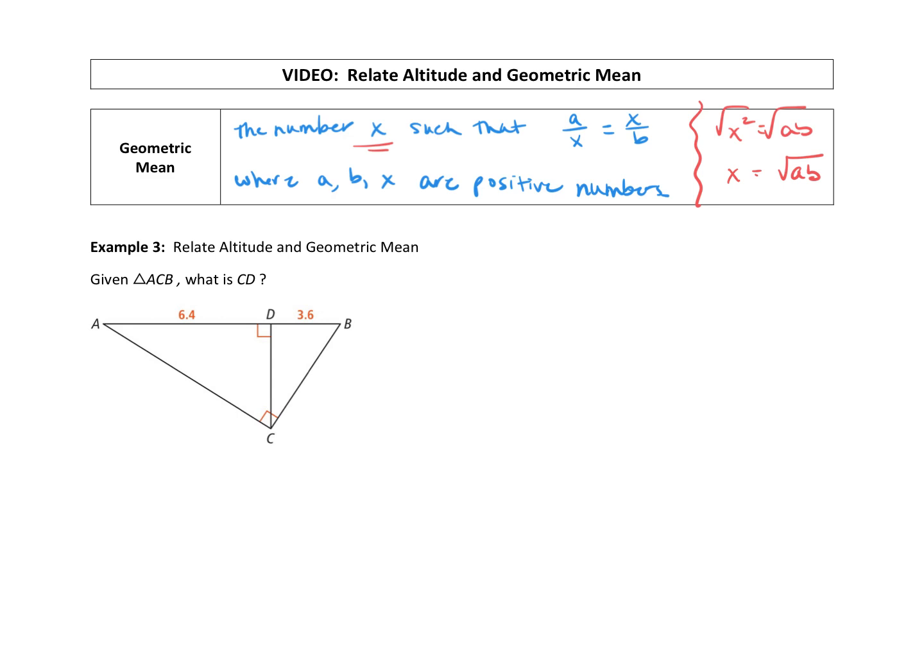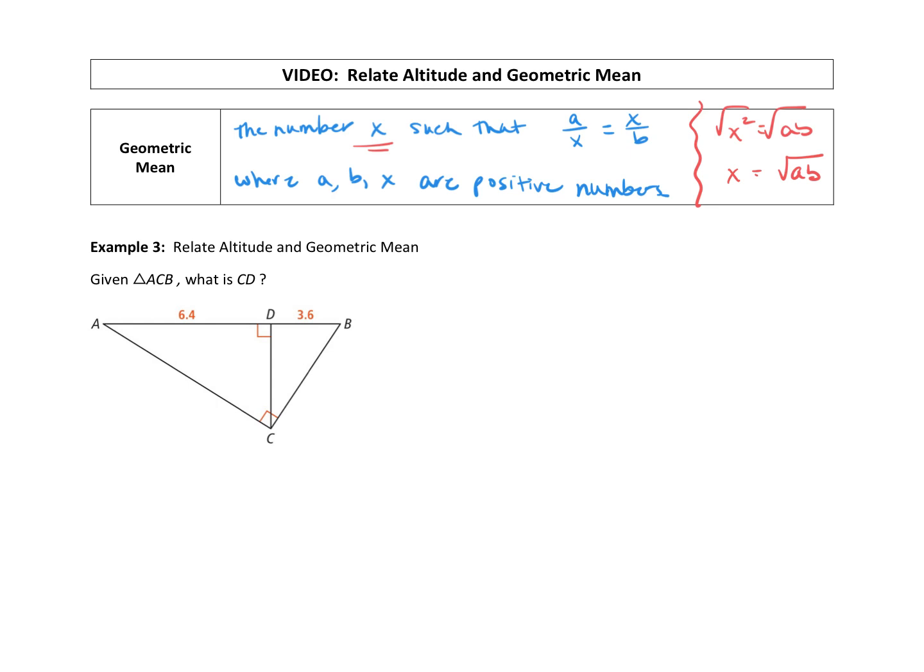What we recognize again is in a proportion where you have the same value as one of your cross products. It could have been over here also. You could have had x over a equals b over x. As long as one of those diagonals is the same value, you're working with a geometric mean.